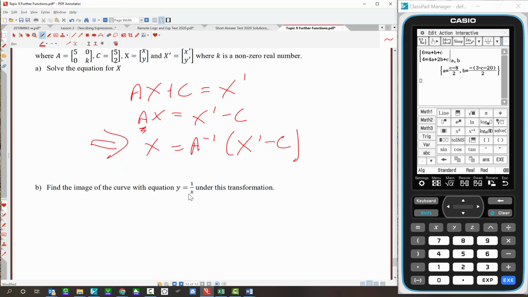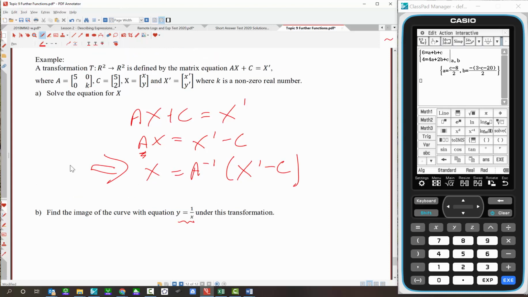This is more like a question that we'll get this year. Find the image of the curve with the equation y equals 1 on x under this transformation. Let's write in our actual equation. So it's A, which is 5, 0, 0, k, times this matrix here, x, y, plus the c, noting that there's no brackets there, so it's dilate, reflect, and then translate. So 5, 2 equals x dash, y dash.